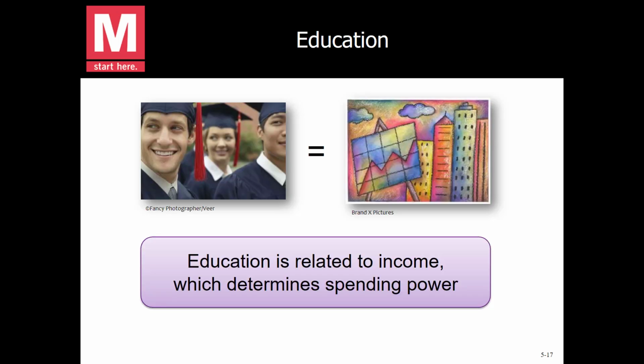The third demographic factor which affects your consumers' purchase behavior is called education. Somehow education is related to income, and together education and income determine a person's spending power. If you are well educated, probably your needs and wants would be much different from a customer who is not very well educated, right? So education also defines what kind of products a customer would buy.